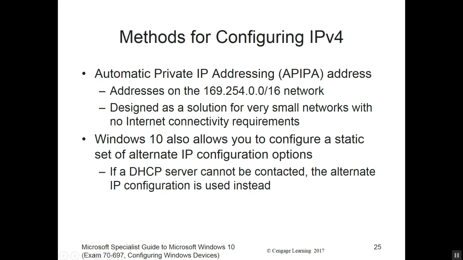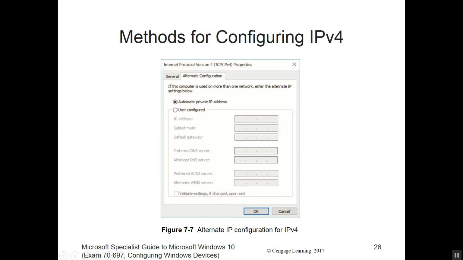Now, there's APIPA, Automatic Private IP Addressing. It addresses on the 169 network. It's designed as a solution for very small networks with no internet connectivity requirements. Windows 10 allows you to configure a static set of IP configuration options if a DHCP server can't be contacted. We use this alternate IP configuration instead. So here's our interface. Automatic private IP address, and we just configure what's what when it comes to it.